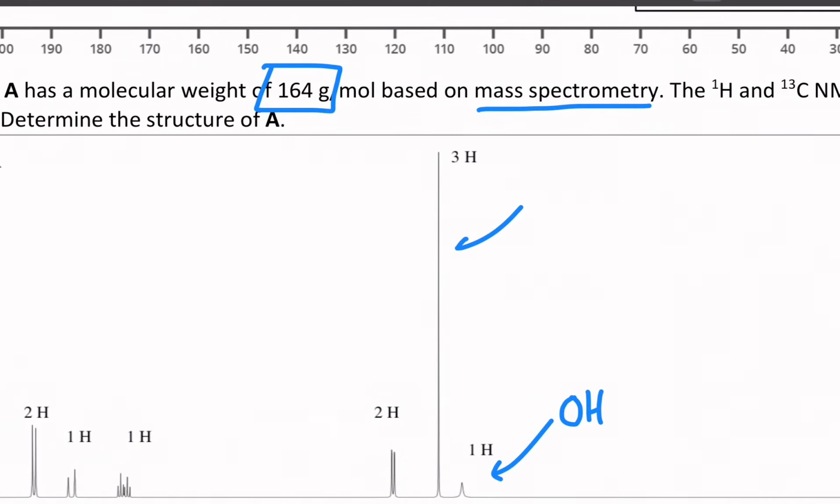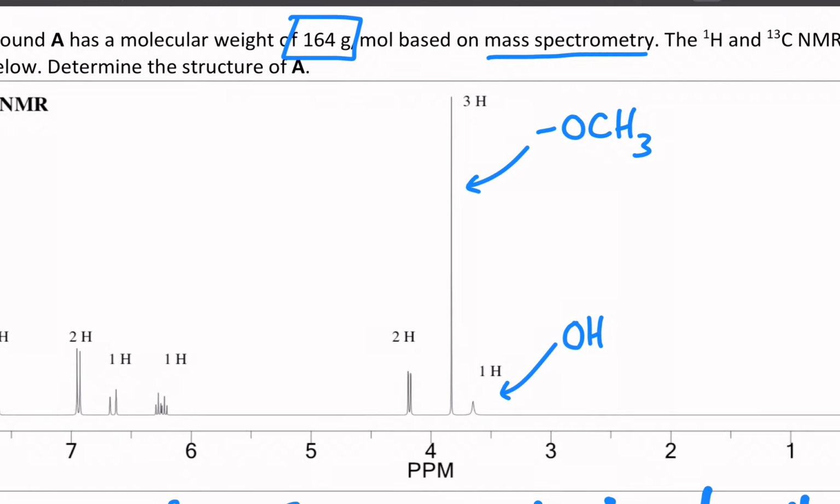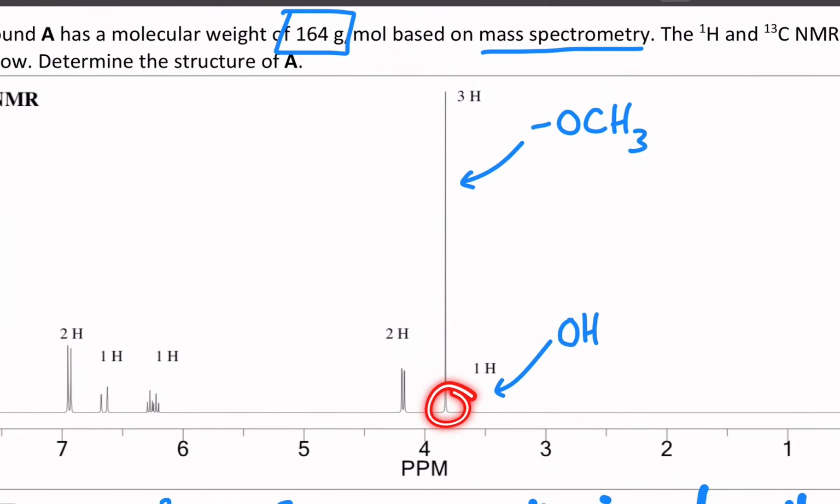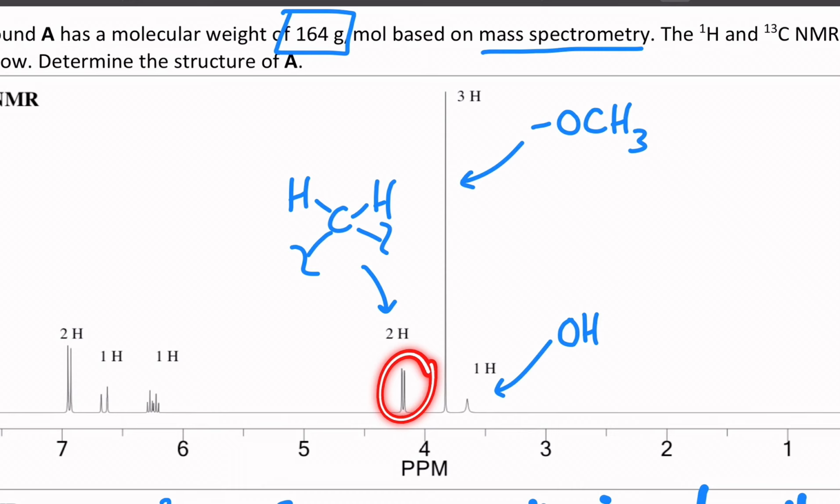This 3 hydrogen signal is most likely a CH3, but because of its location, I'm going to guess that it's an O CH3 because it's up close to 4. A 2 hydrogen peak here just suggests we have 2 hydrogens on some carbon. We don't know what else, although the splitting sure looks like a doublet. So there's probably an adjacent carbon with 1 hydrogen on it of some sort.